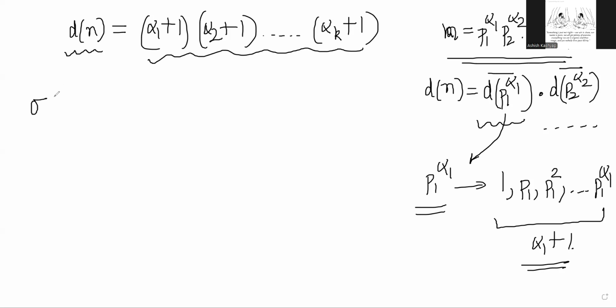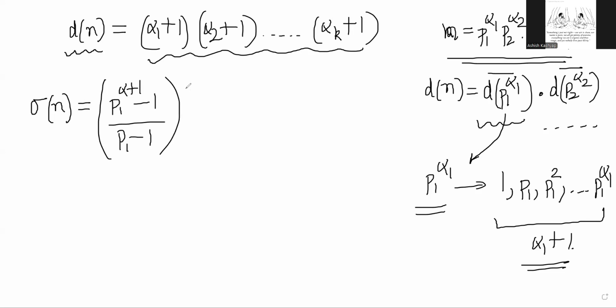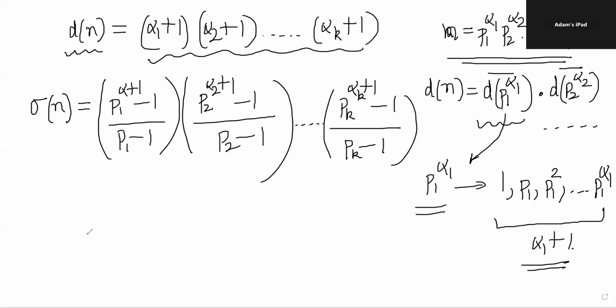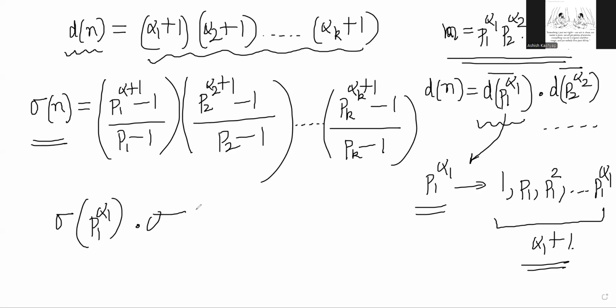And similarly, you can prove that sigma of n will be equal to p1 to the power alpha 1 plus 1 minus 1 by p1 minus 1, p2 to the power alpha 2 plus 1 minus 1 by p2 minus 1, and so on till pk to the power alpha k plus 1 minus 1 by pk minus 1, right? Why? Because this function is also multiplicative. So you have to do sigma of p1 to the power alpha 1 multiplied by sigma of p2 to the power alpha 2 and so on, right?